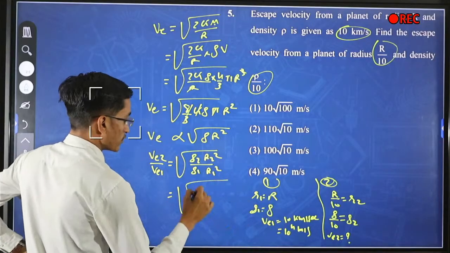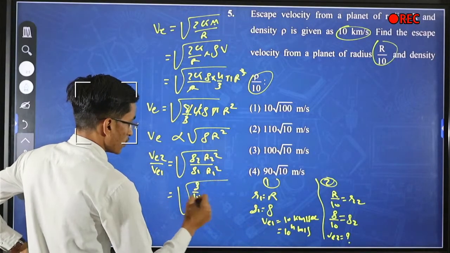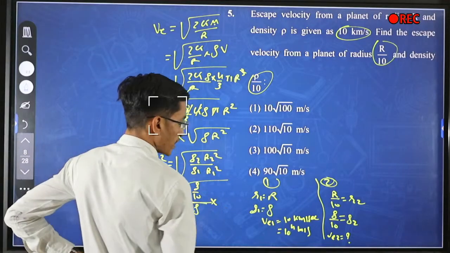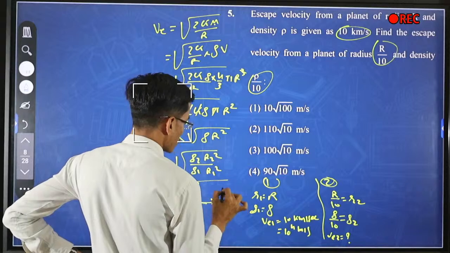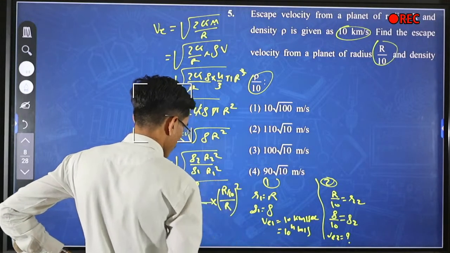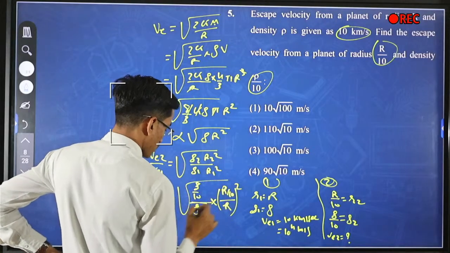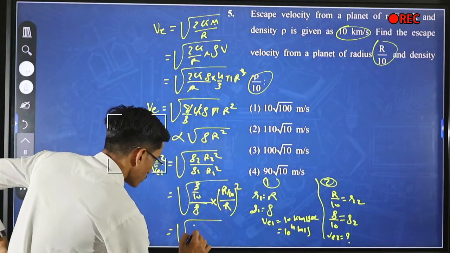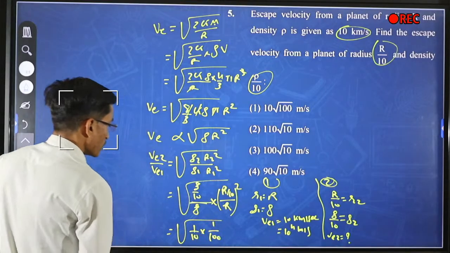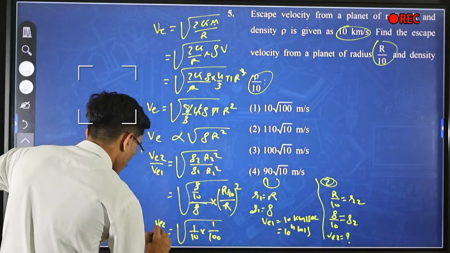Put the data. Rho 2 is given as rho by 10, upon rho 1 which is rho, into R2 by R1 whole squared. So we can say R by 10 upon R, whole squared. So rho will cancel, R cancels. So 1 by 10 into 1 by 100. This is v2 by v1.